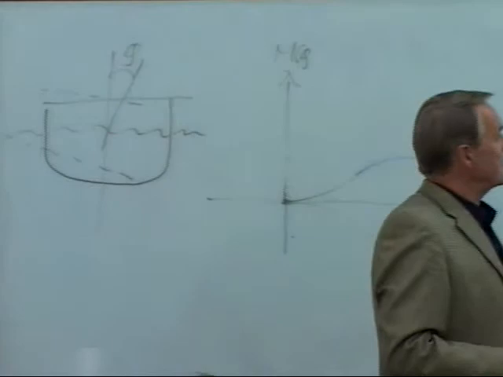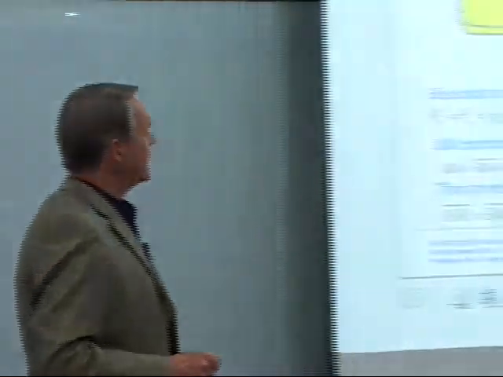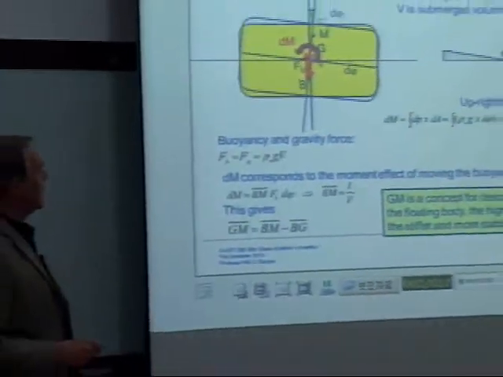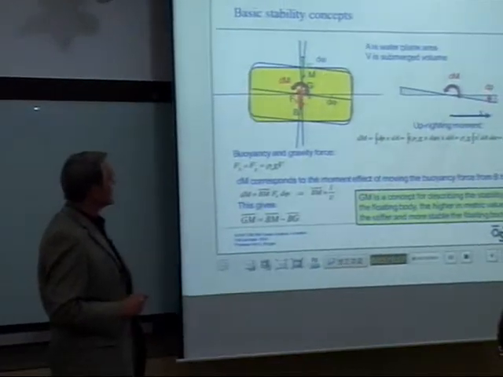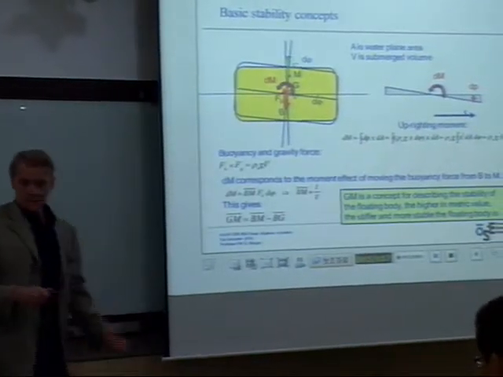So GM is a concept for stability, and the higher the value of the GM, the stiffer the ship is against rotations.